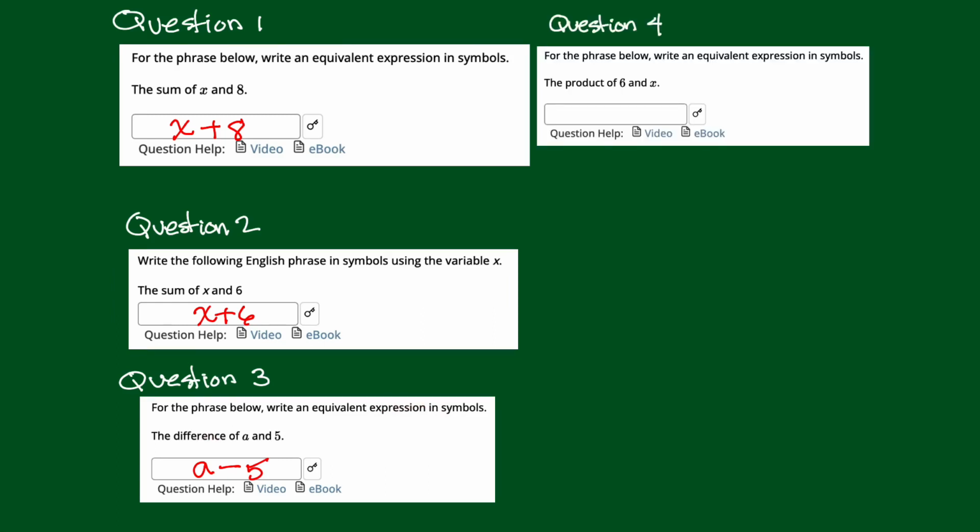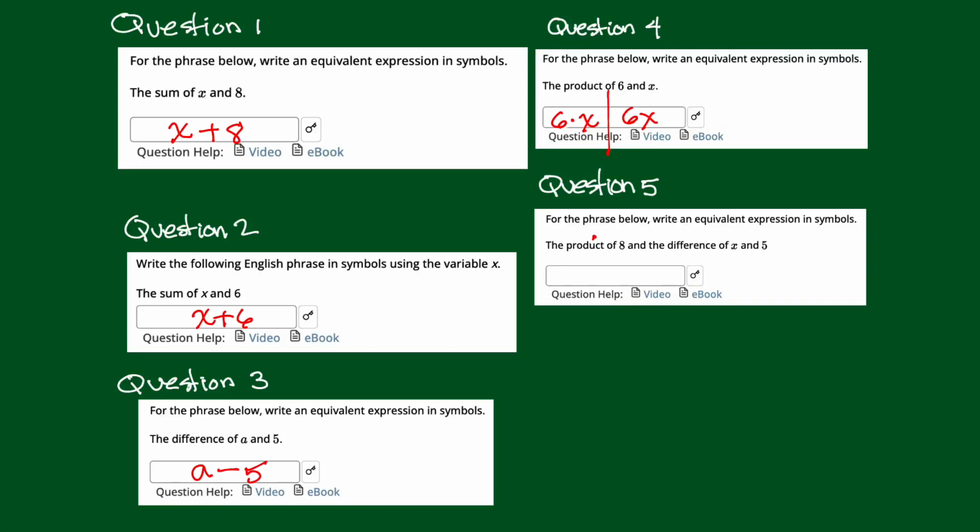Question 4 is similar to questions 1, 2, and 3, but this time we're asked to write an expression for the product. Now, product is multiplication, so I want to multiply 6 and x. I want to indicate that multiplication. So a couple ways I could write this. I could write it like this, 6 times x, using that multiplication sign, or I could write it like this, just 6x. If you just write the symbols right next to each other, that indicates the multiplication.